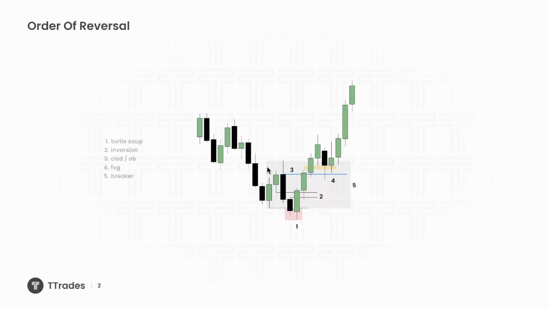If you've seen my order of reversal video, you know this is what I look for in a reversal forming. We have a turtle soup, an inversion, a change in the state of delivery or the formation of an order block, a breaker, and a fair value gap. Now, if I'm looking at this all together all at once, it's a bit clustered and there's a lot to look at. I don't really have my focus on anything, right? So I need to go ahead and decide on which one I want to focus on.